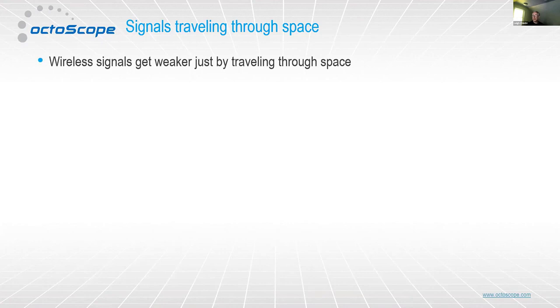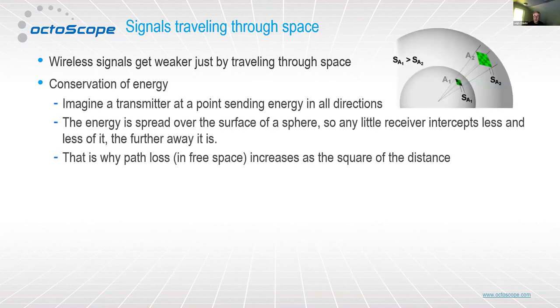So in that first slide, I talked about the fact that signals do get from the transmitter to the receiver. They can do it without interacting with anything. They just travel through space. And even traveling through space, the signal will get weaker as it goes from the transmitter to the receiver. So why is that? The basic principle here is that energy is conserved. This is a fundamental concept in physics, and it's really the basic point around path losses.